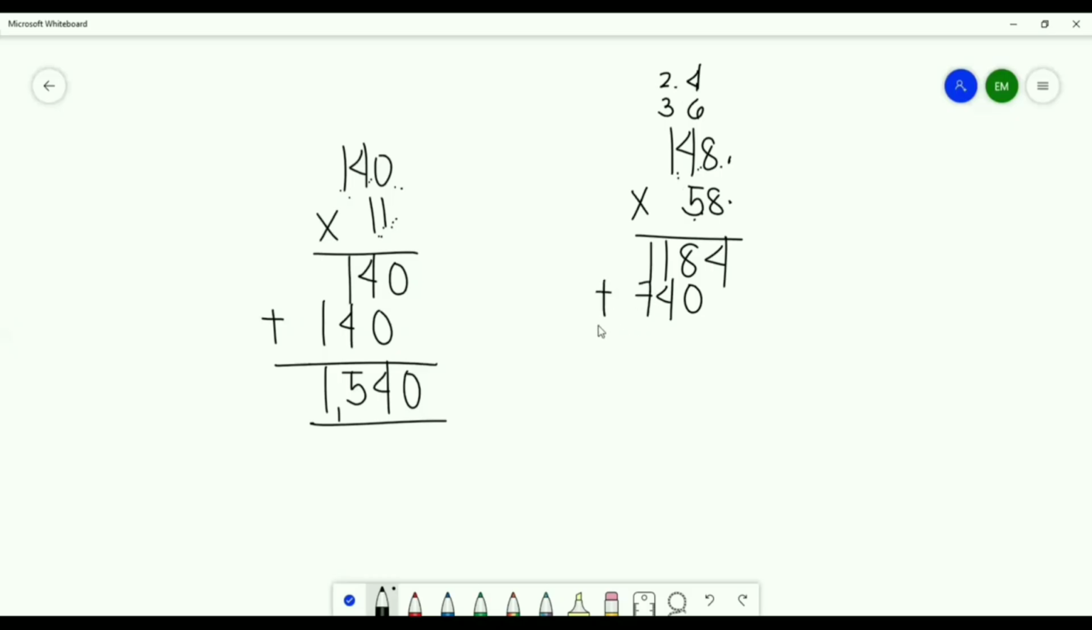Now we add the partial products. We bring down 4. 8 plus 0 is equal to 8. 1 plus 4 is equal to 5. And then 1 plus 7 is equal to 8. Therefore, the answer is 8,584. I hope you get it.